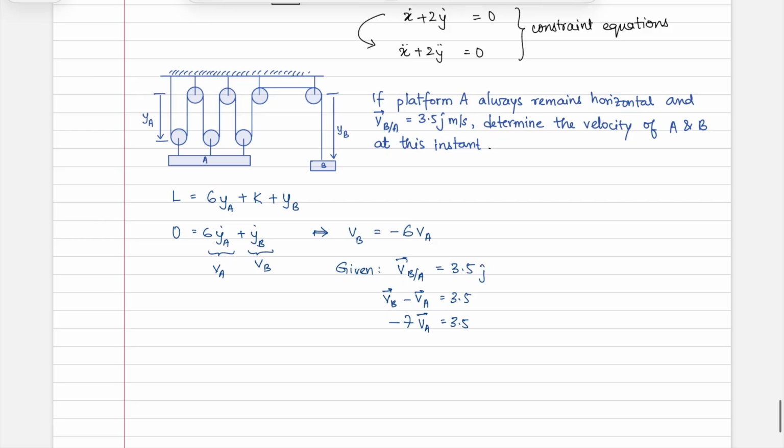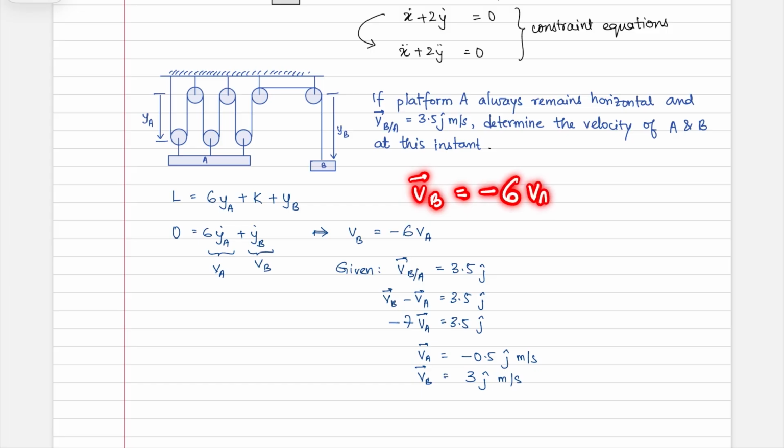I guess here I should write J hat. Giving me the velocity of A is 3.5 by 7 with a negative sign. So minus 0.5 J hat meters per second. And the velocity of B is minus 6 times of that, gives me 3 J hat meters per second. Okay. So this here was relating the magnitudes, and I now assigned a direction. So VB direction of that would be opposite, and with magnitude 6 times that of the velocity of A. That's kind of what I did there.